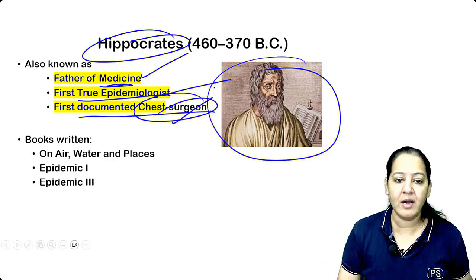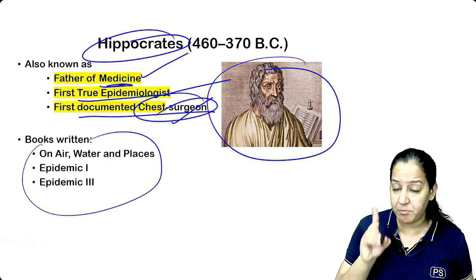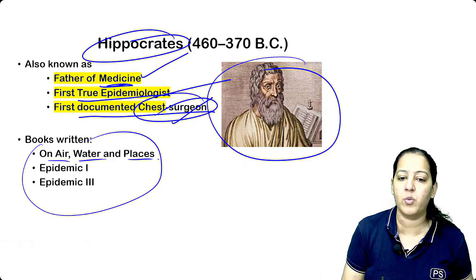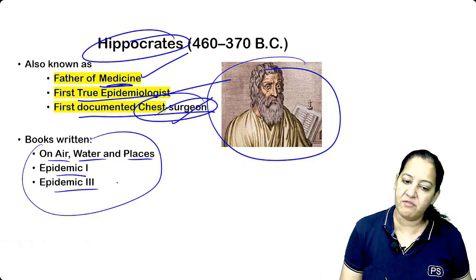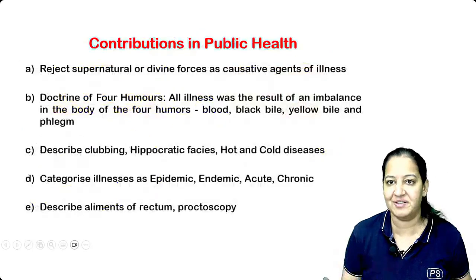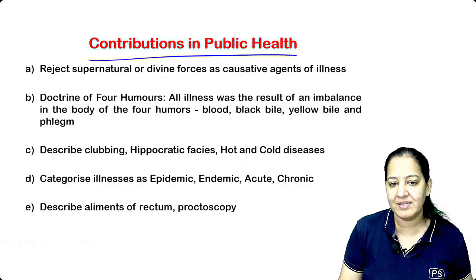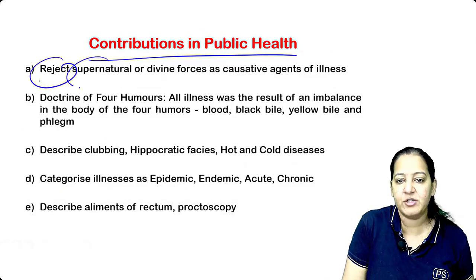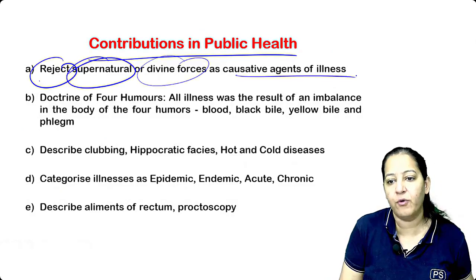A great man, Hippocrates. He has written many books. The most famous book of Hippocrates is on air, water, and places. One more book, Epidemics 1, Epidemics 2, multiple editions are there. Okay, what are the contributions? What has he done? He has rejected supernatural power or divine force as the cause of illness.